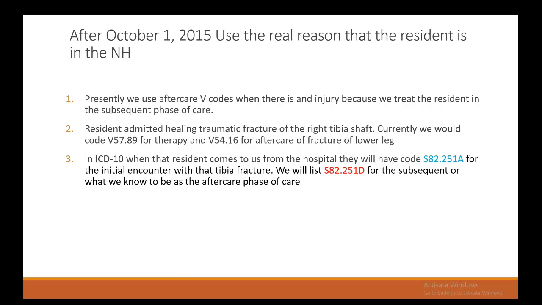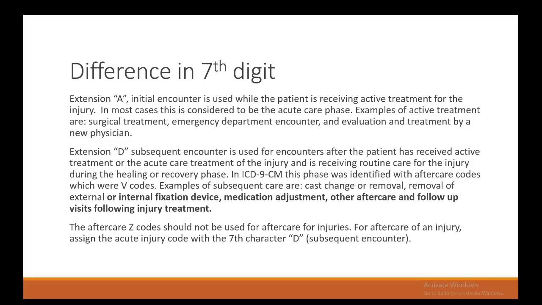Now, when it comes down to ICD-10 and the residents come to us from the hospital, on their list from the hospital, they're going to have S82.251A for the initial encounter of the tibia fracture. Well, what we're going to do is code S82.251D for the subsequent, or what we know it to be as the aftercare phase of care. The 7th digit difference, you all.